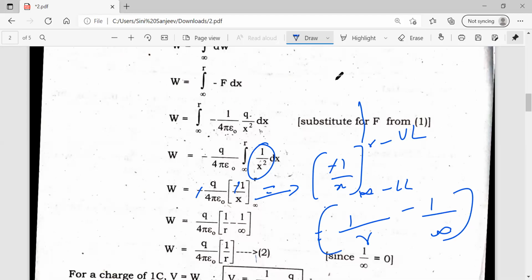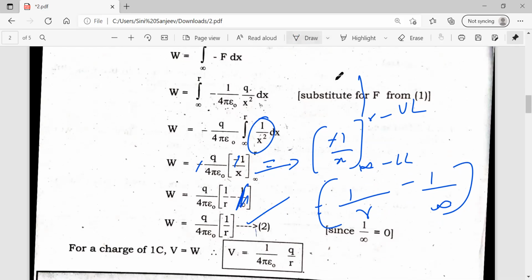That's all. So my upper limit is what? r. 1 by infinity value is 0. So this is almost gone, 0. So that's the reason I already put this thing, q by r. Clear? So it's a very easy step to remember. There is no need for any big confusion.